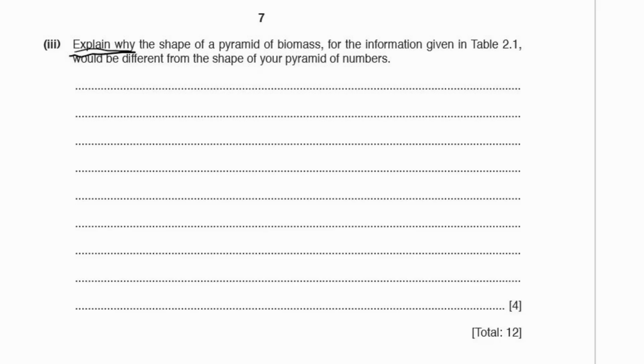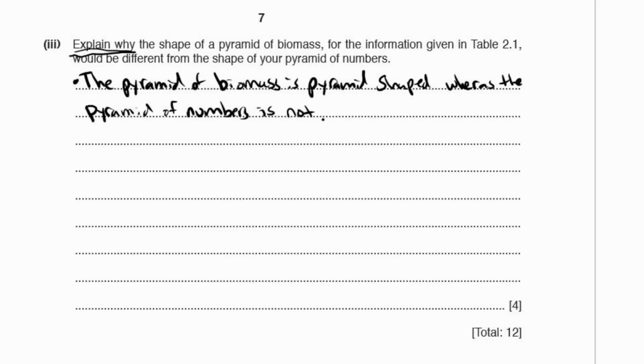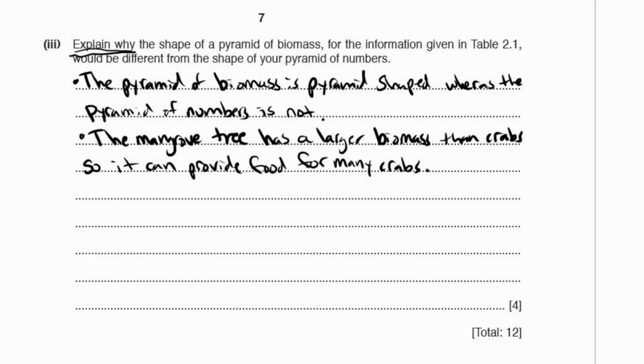So first of all, you can say that the pyramid of biomass is pyramid shaped, whereas the pyramid of numbers is not. And there's a few reasons for this. One, you could say that the mangrove tree has a larger biomass than the crabs, so it can provide food for many crabs. You wouldn't have one crab only feeding off of one mangrove tree. You'd have many crabs feeding off of one mangrove tree. So the mangrove tree has to be a lot larger than the many crabs.